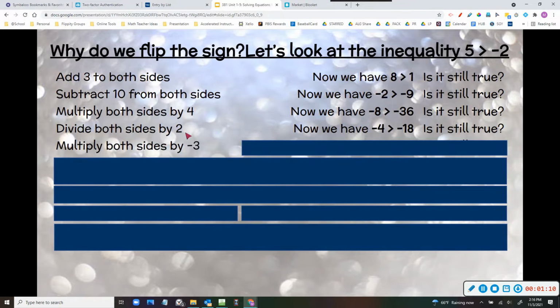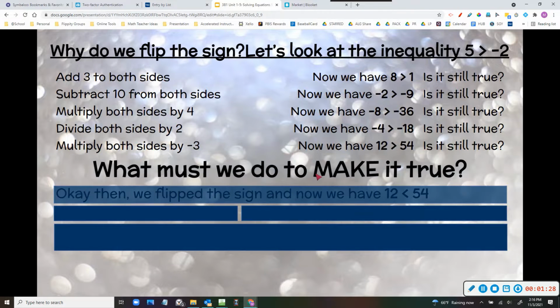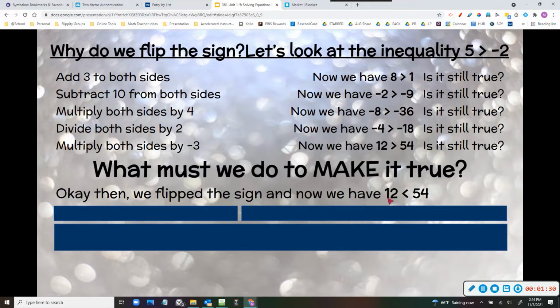Now, if I multiply both sides by negative 3, I have 12 greater than 54. Is 12 greater than 54? No. So the reason why this happens, this is just a feature of numbers. When I multiply by negative 3, I change the truth of that inequality. And in order to fix it, I have to flip the sign, so I have 12 less than 54. That's why I have to do it. As soon as I multiply by a negative, it's not true anymore until I flip the sign. It's just the way the numbers work, okay?